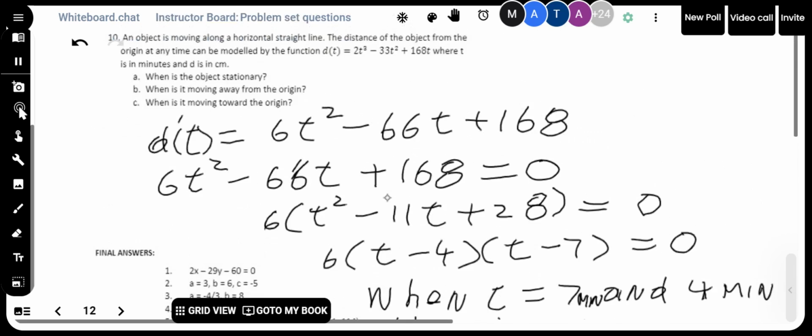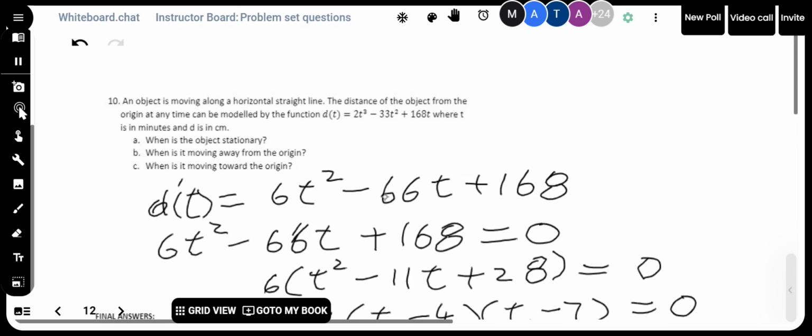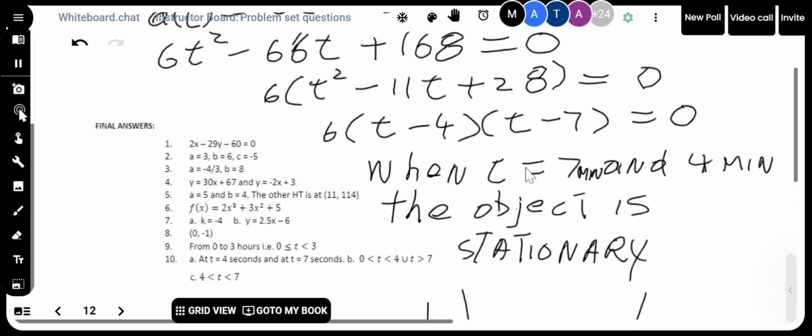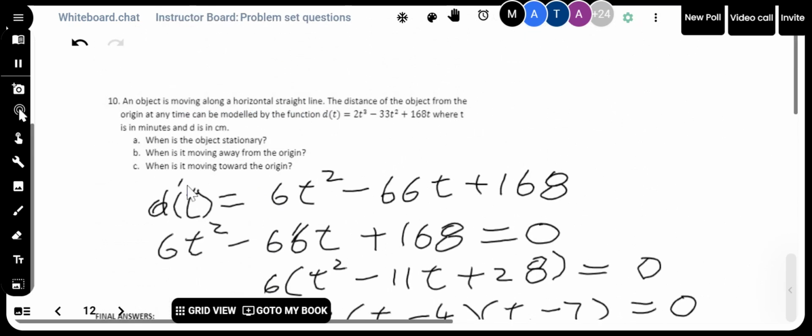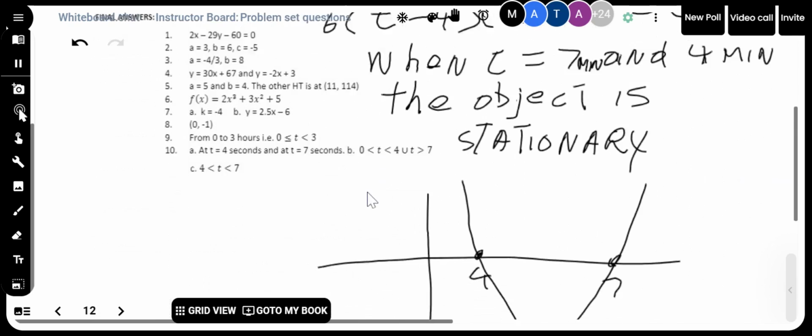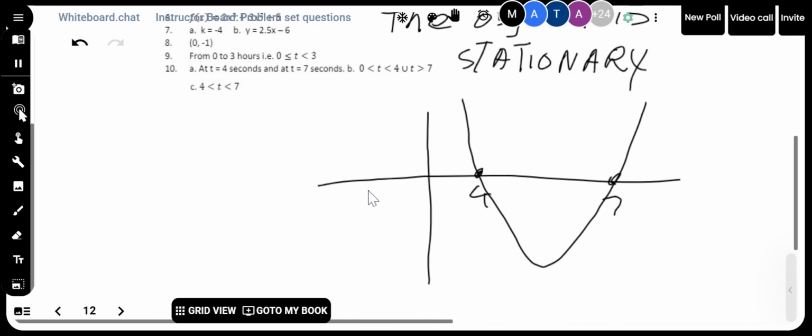Okay, so we've answered that question. When is it moving away from the origin? And when is it moving towards the origin? How are we going to answer that? It is stationary when the position function has a 0 slope. You can go back and look at that and see for yourself. So there you go. Between 4 and 7 is when it is moving towards the origin. When it is moving away is between 0 and 4, and then from 7 onwards. Exactly what we said it would do.